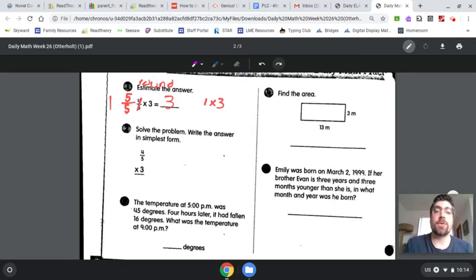Let's look at number 2. They want us to actually solve the problem 4/5 times 3 and then write the answer in simplest form. Simplest form, we'll remember that. We'll have to look at our answer and see if there's a way to make it better. All right, so remember, guys, multiplication is just repeated addition. So what we really have is 3 groups of 4/5. 4/5 plus 4/5 plus 4/5. Remember, when you are adding or multiplying a fraction, the denominator does not change. So our answer is still going to be in fifths.